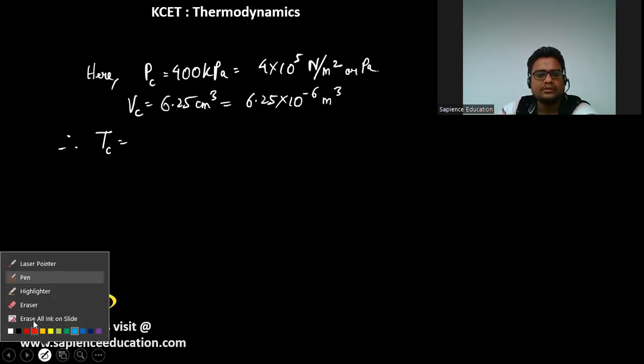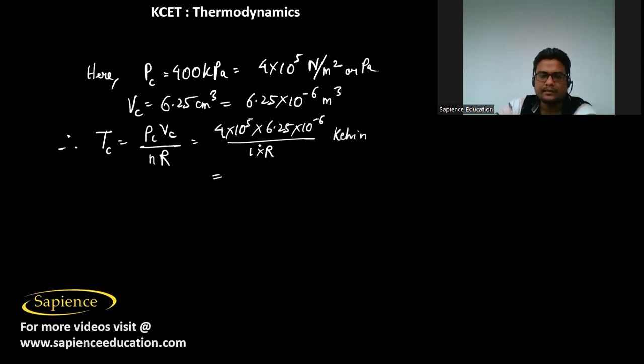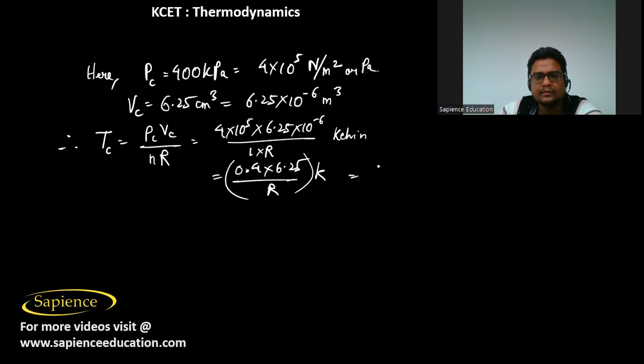So now the temperature of the cold reservoir will be equal to PC into VC by nR. Now n is equal to 1. So we can say it will be 4 into 10 power 5 into 6.25 into 10 power minus 6 divided by 1 into R. And this will come in Kelvin, obviously. So this will be equal to 0.4 into 6.25 divided by R in Kelvin, which is 2.5 by R Kelvin.